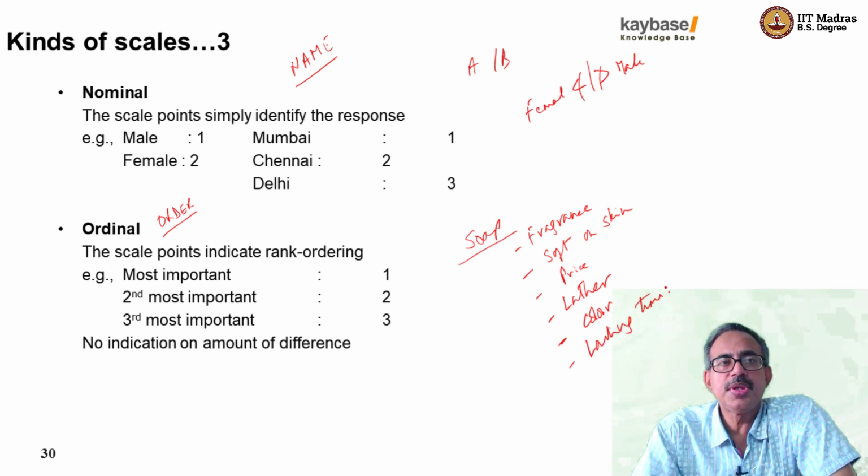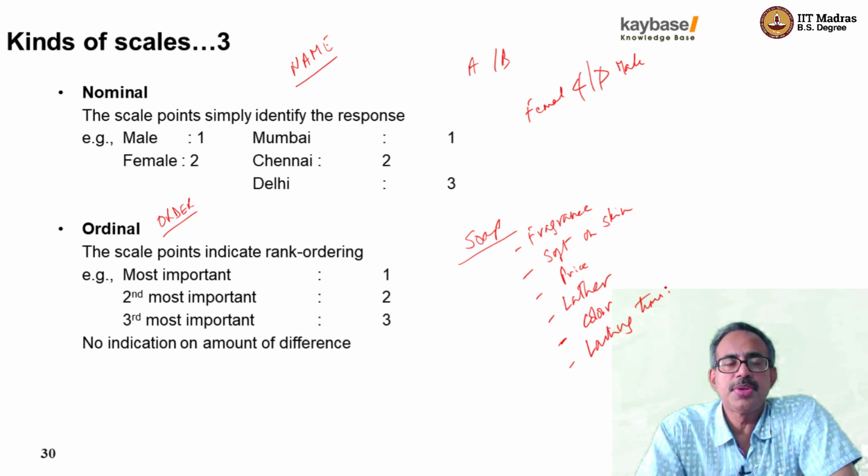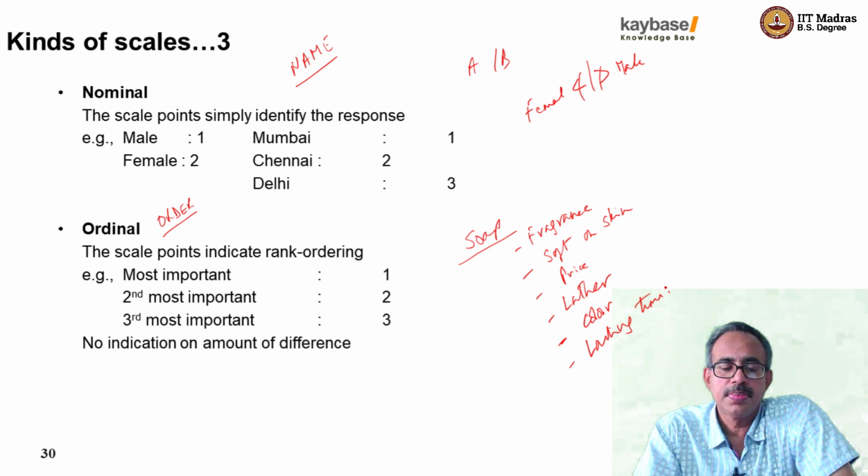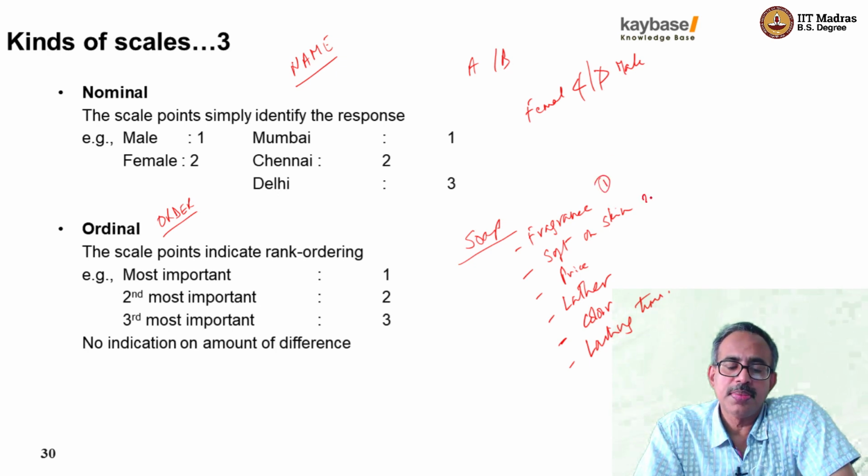Now, which are the two most? Which is the most important? Fragrance. The most important. And second most? Soft on skin. Okay. So this is rank 1, rank 2. This is an ordinal scale.